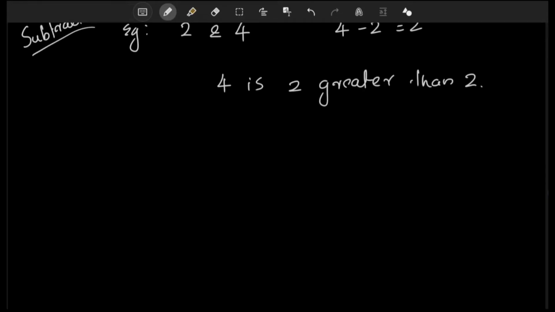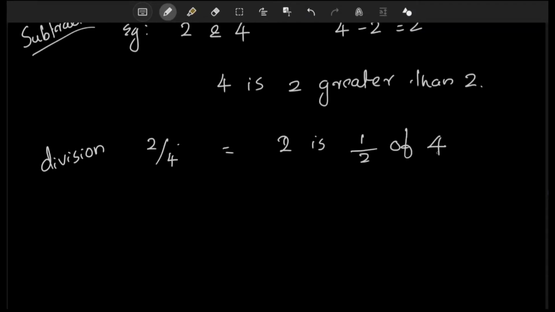If we compare 2 and 4 by division, we compare 2 by 4, that is, 2 is 1 by 2 of 4. This is the comparison by division. This is also known as ratio. That is, the comparison by division is known as ratio.